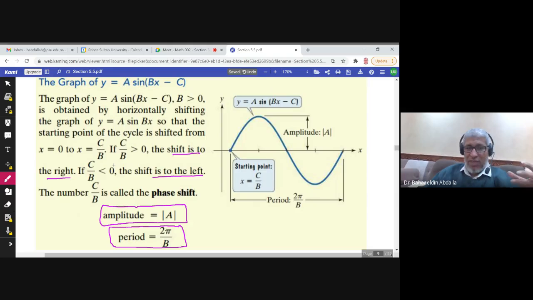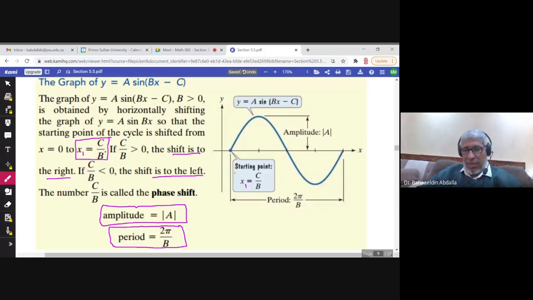Anyway, what is the starting point? The starting value of x, c over b. This is x1. So how to find x1? You solve this for 0. You put immediately bx minus c equals 0. So this is the starting point, x1, c over b.